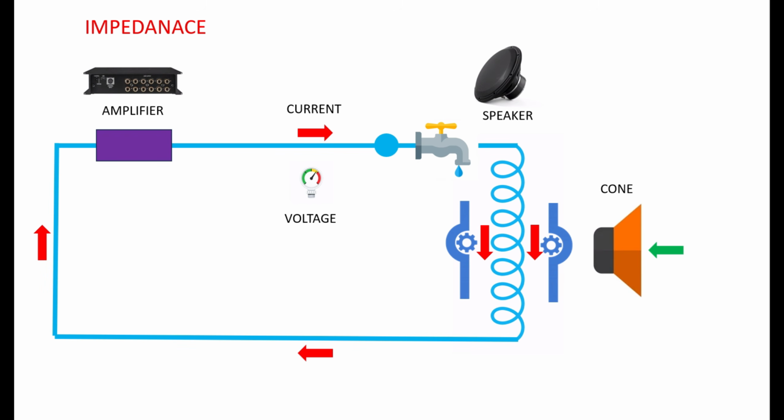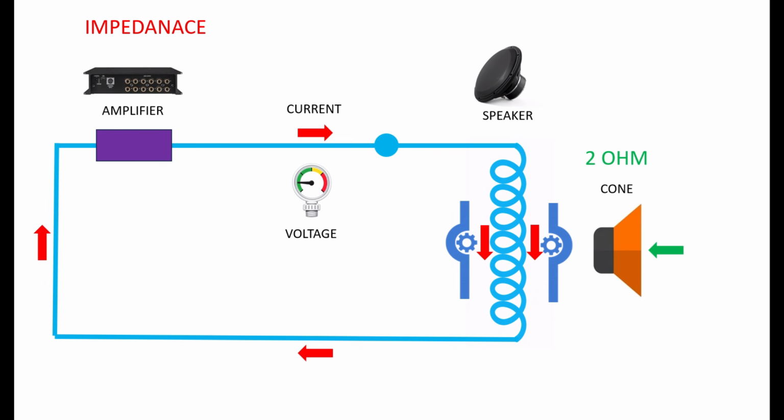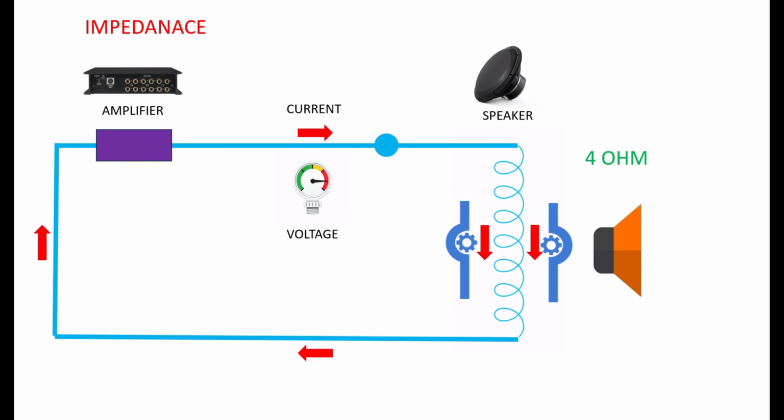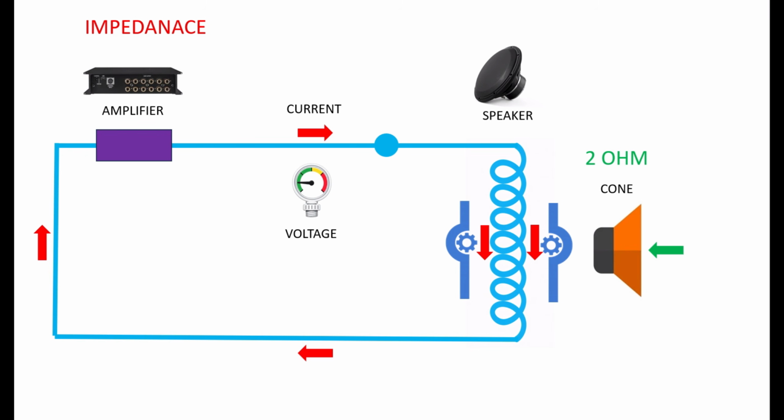So why is this all important? Well, because lower impedance speakers like 2 ohm speakers allow more current to flow than, for example, a 4 ohm speaker when driven by the same voltage. So if your amplifier is stable at 2 ohms and can supply that extra current, then it can deliver more power to the speakers. So I'll give you an example.